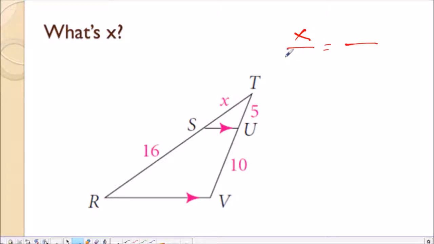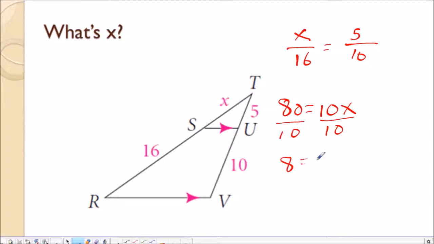Okay, here's my setup. And I'm going to cross multiply. Looks like 5 times 16 is 80, and I get 10x. Dividing by 10, I get 8 equals x. Let's try another one.